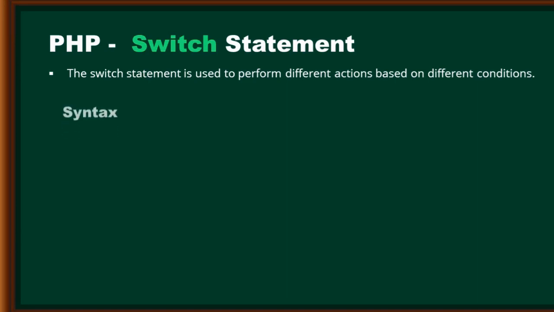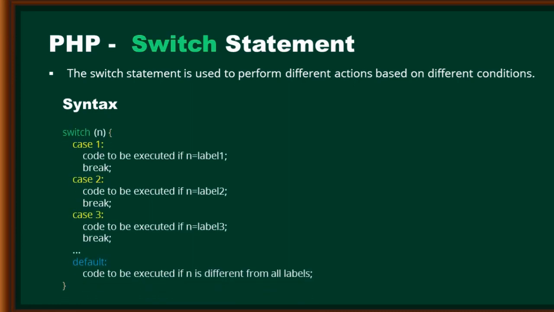So let's take a look at the syntax. This is the syntax for a switch statement, and this is how it works. First, we have a single expression, which is represented by n here. Most often it can be a variable.